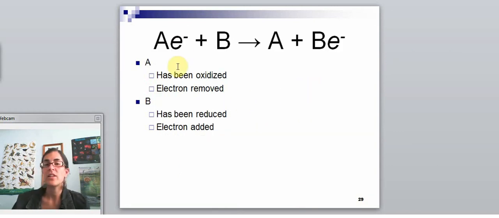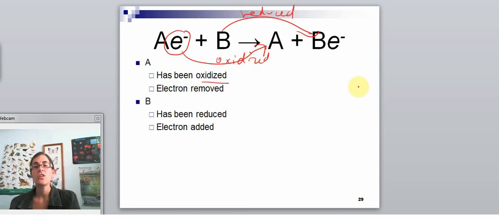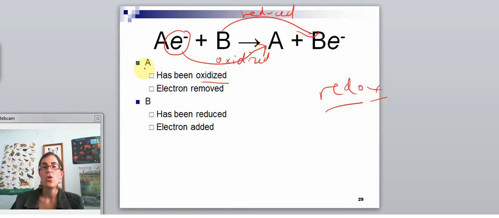So more generally, we have A losing an electron, so it is being oxidized to A+, and B is gaining an electron, so it is being reduced to B with the electron. Right? So always they go together, a reduction and an oxidation. One thing is oxidized, one thing is reduced.